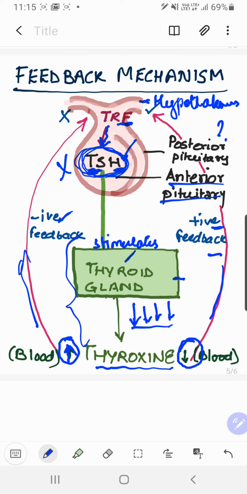TRF is not there, so TSH is also not there, so your thyroid gland is not stimulated anymore and the thyroxine concentration is balanced. I hope this much is clear.